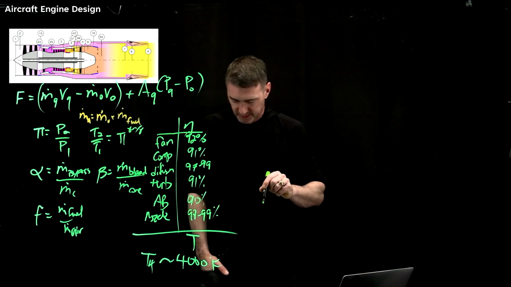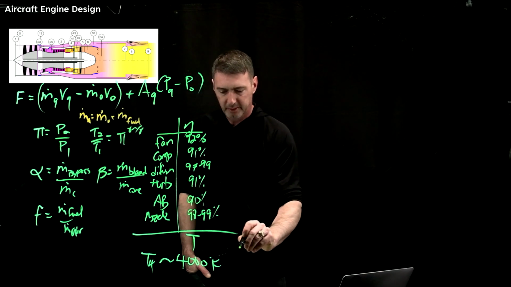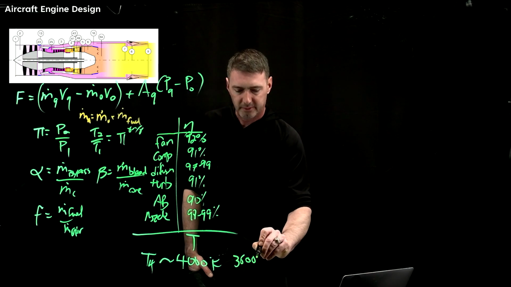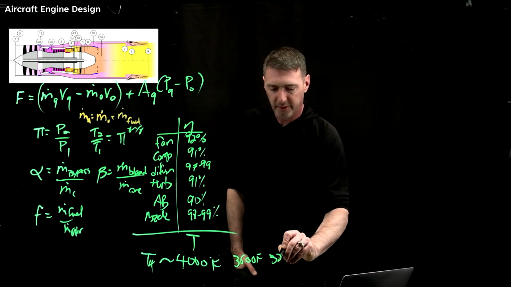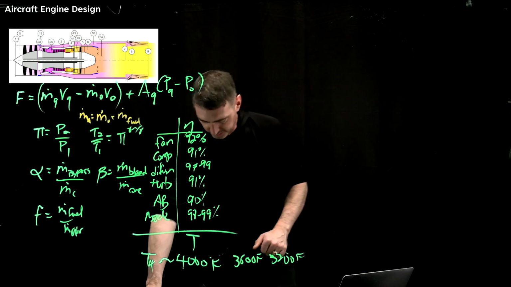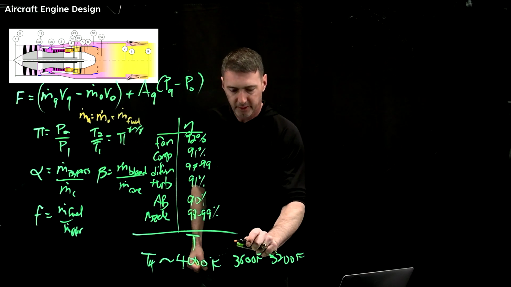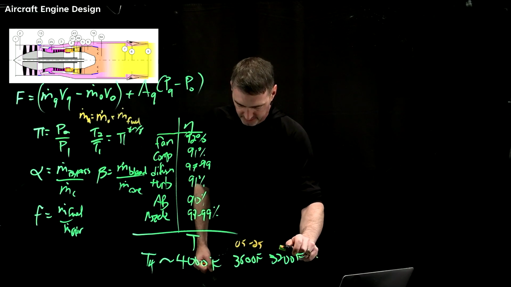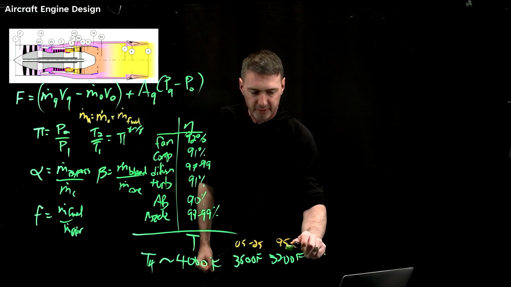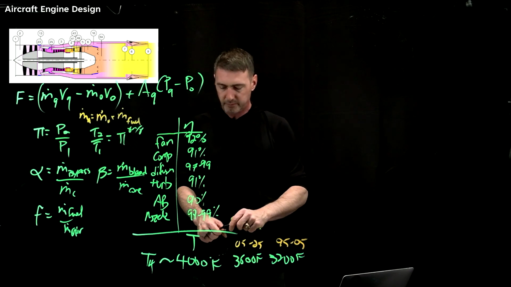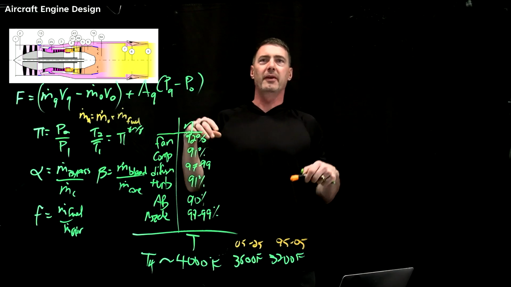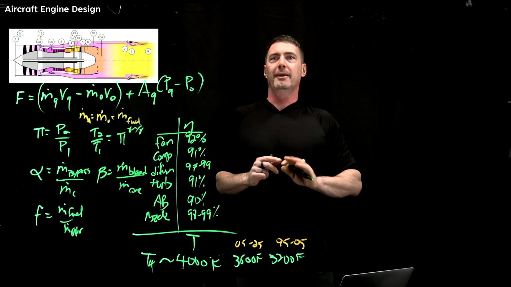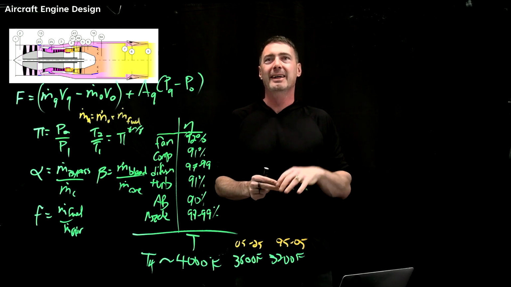To give you an idea where this has been, it was 3600 F and then 3200 F, and I'll do this in orange. This is sort of the 2005 to 25 time frame, and then this was sort of the 95 to 05 time frame. And so, to anybody out there who thinks the jet engine has been solved or there's nothing happening, no, this industry continues to evolve.